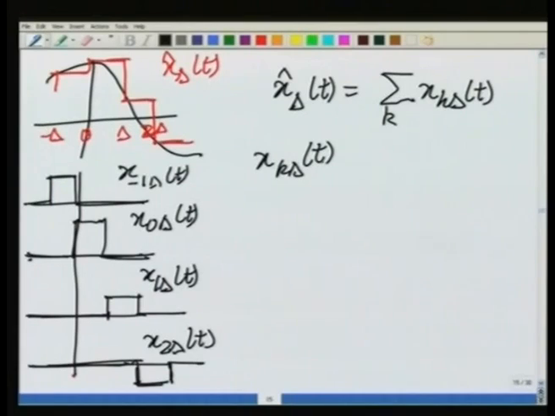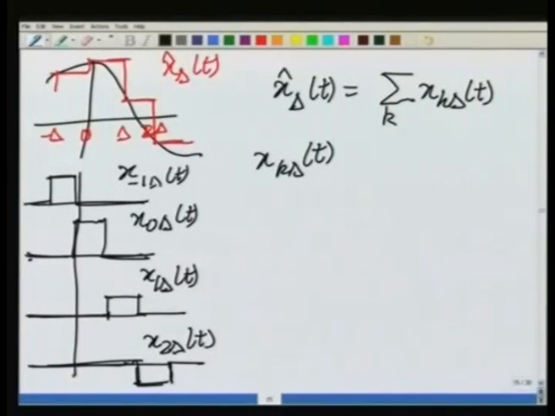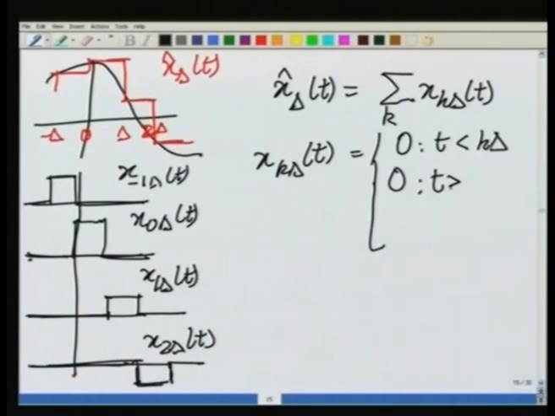Let us first try to characterize x k delta of t. What can we say about x k delta of t? X k delta of t equals 0 for t less than k delta. It is also equal to 0 for t greater than or equal to k plus 1 delta. It is non-zero only between these 2 points.